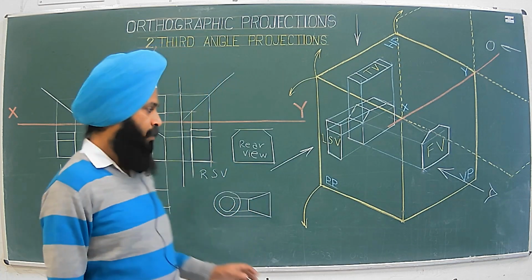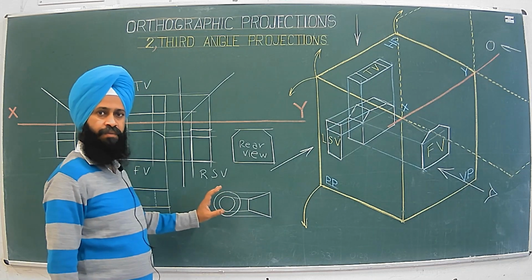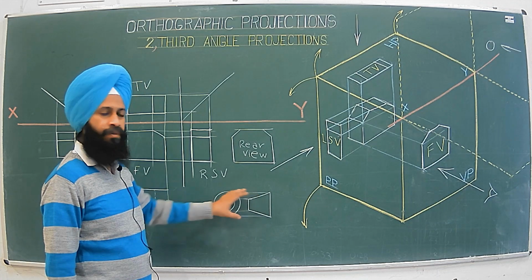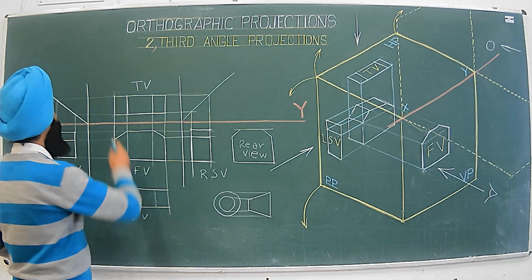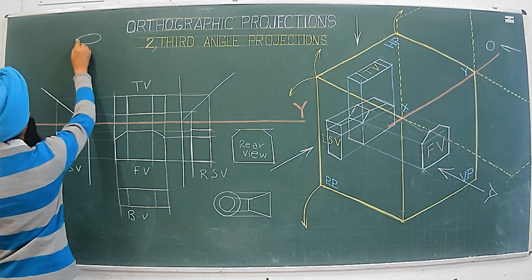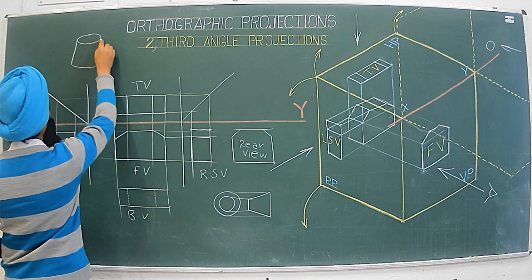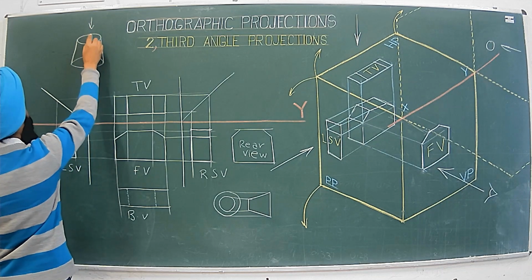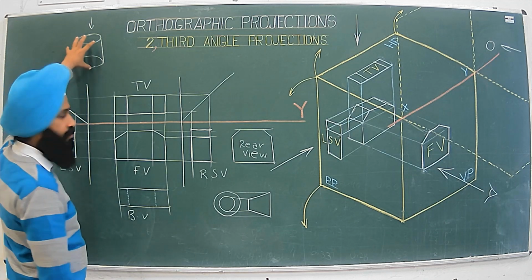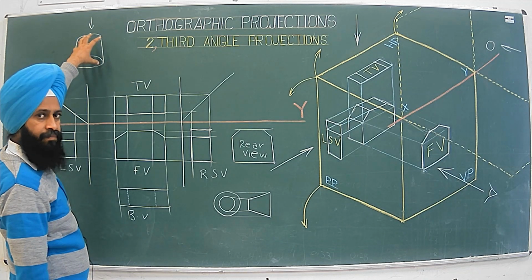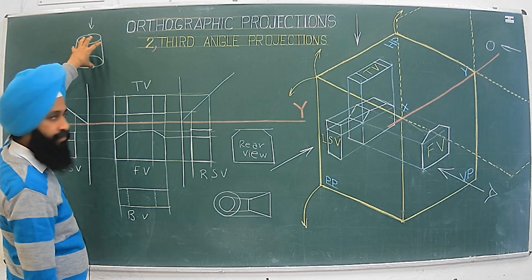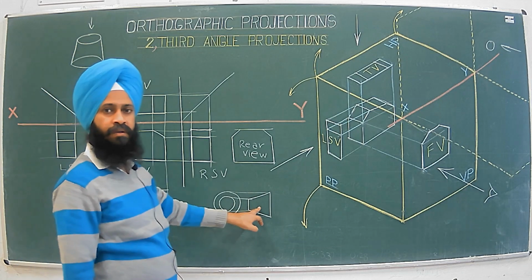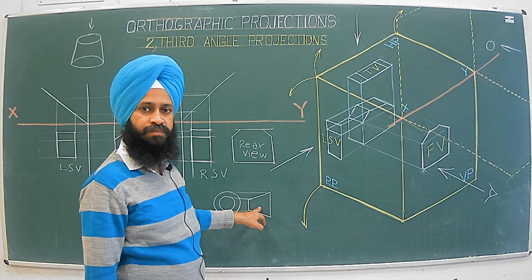Students, one more thing: this is the symbol for third angle projection, which is the projection of a frustum of a cone. A frustum of a cone means there are two circles which are visible to us. These two circles are visible if we see from this direction. This is a frustum of a cone, like an inverted bucket. When we place this frustum of a cone horizontally, this is the front view of this frustum of a cone.